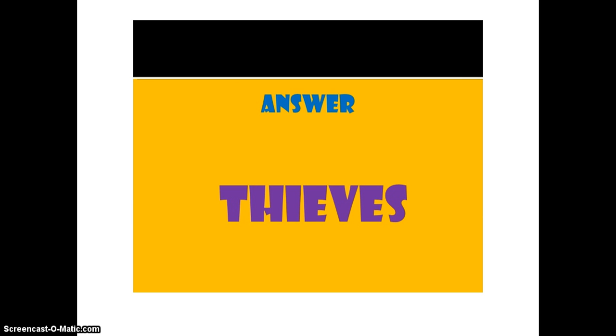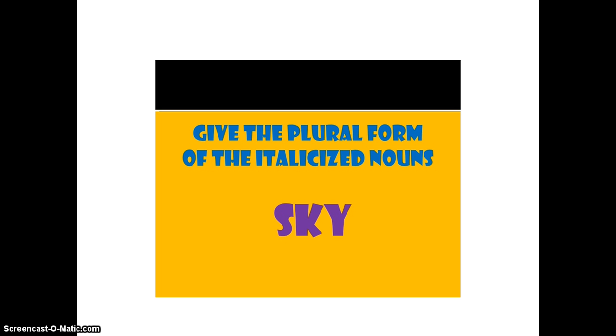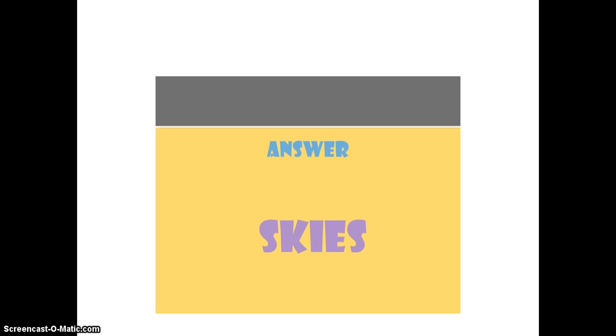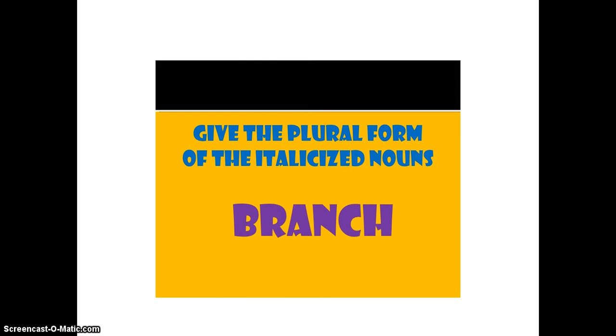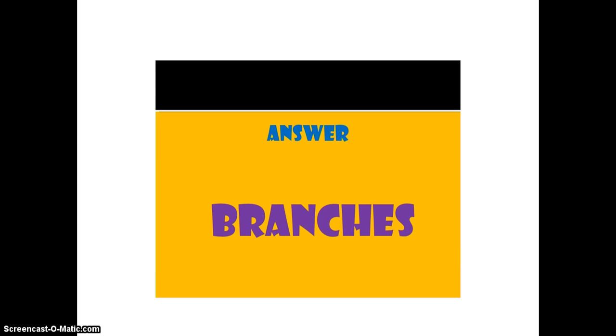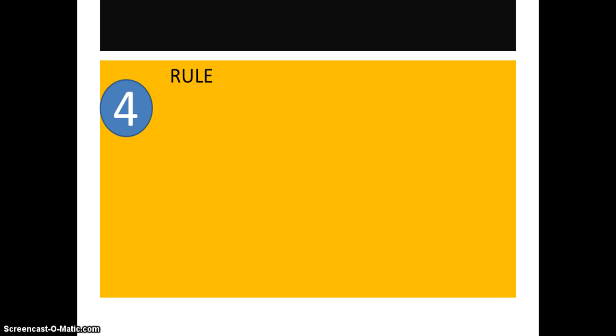How about thief? Thief becomes thieves. Beautiful. We have 2 more. Let's try sky. Sky becomes skies. Wonderful. And finally, how about branch? Branch becomes branches. Fantastic. You are a genius. Now let us move on to rule number 4.